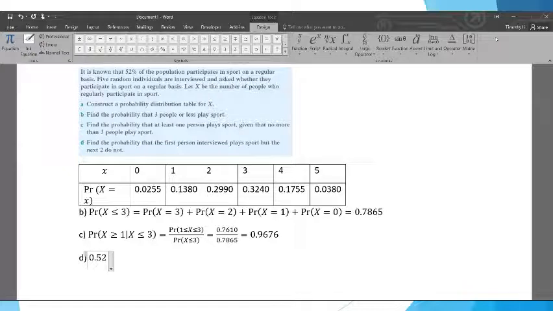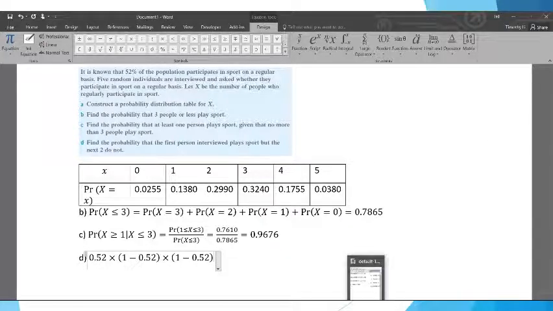So 0.52 times the probability of not success, which is 1 minus 0.52, times 1 minus 0.52. Now it doesn't say anything about the rest of them, so the rest of them don't matter. We can actually leave those out.